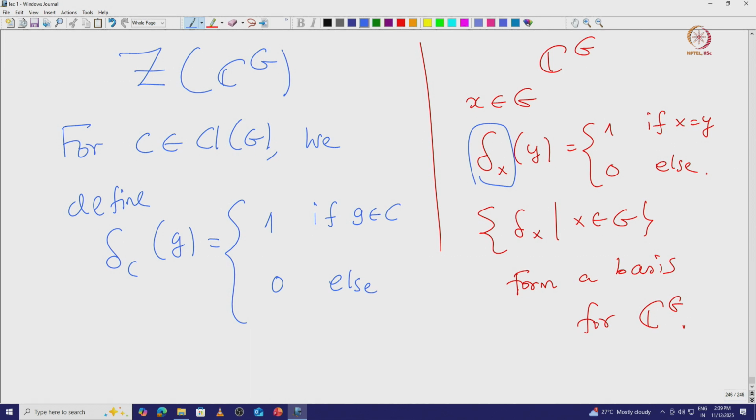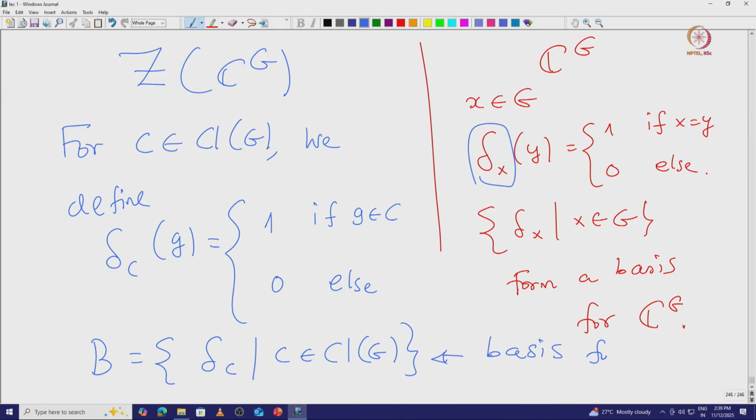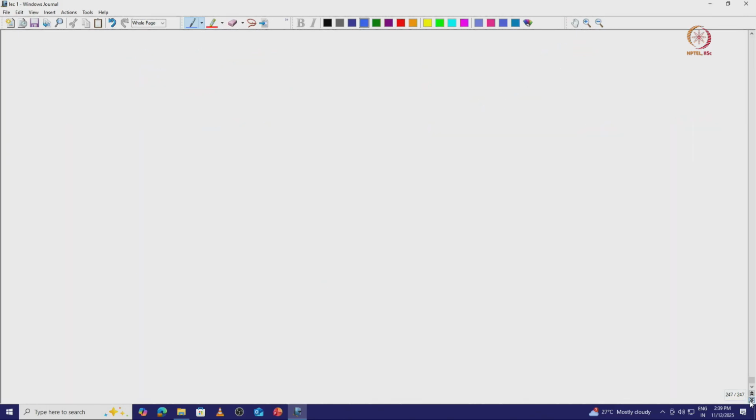Now our claim is that this collection of delta C, where C is in CL of G, is a basis for our space Z of C G. So, how can one verify this? We first prove that any function f is a linear combination of these delta C.